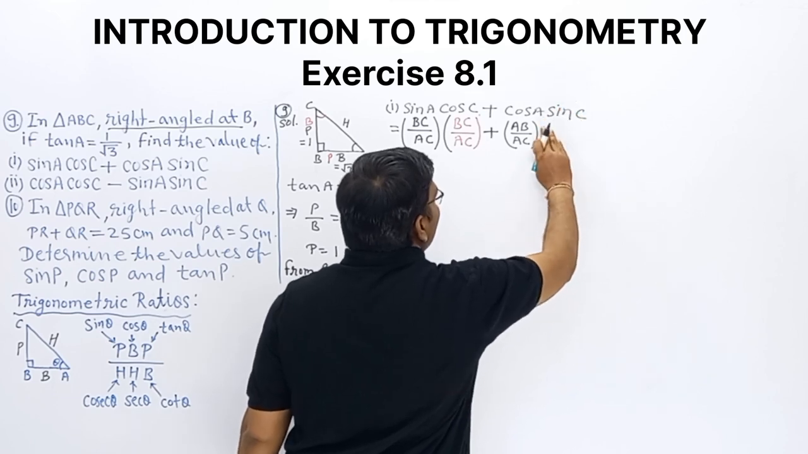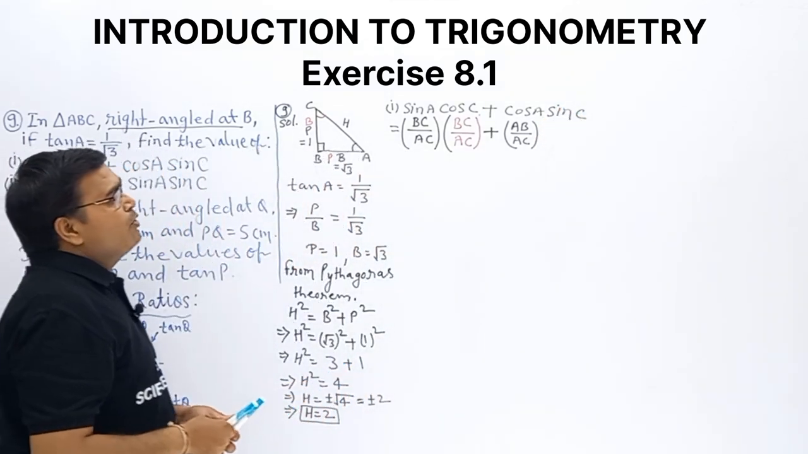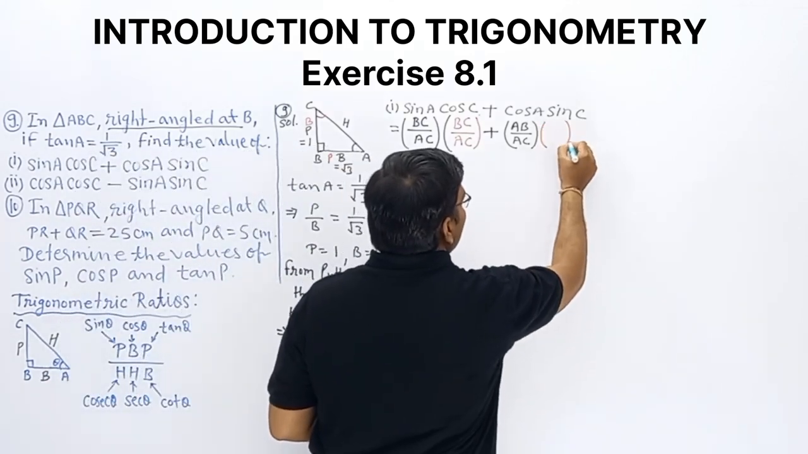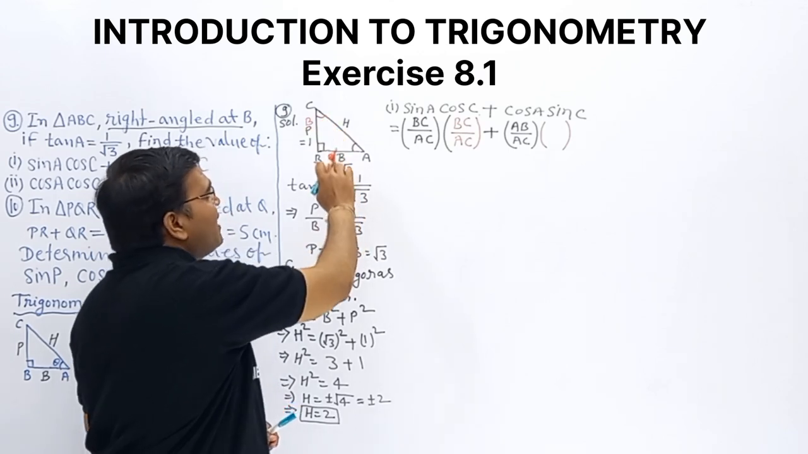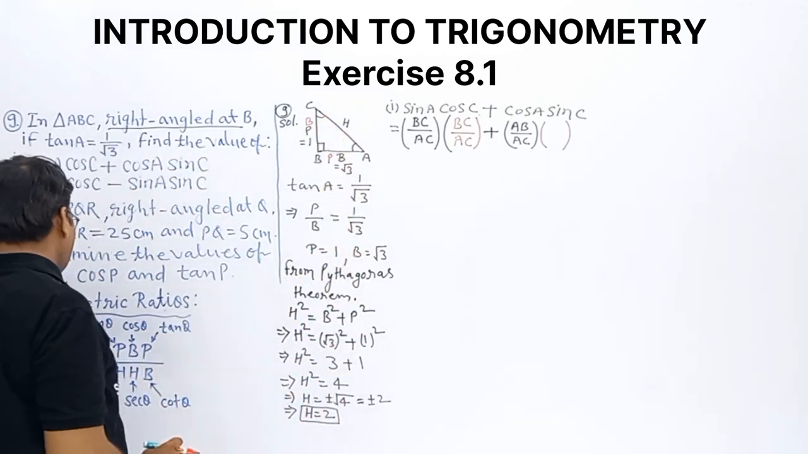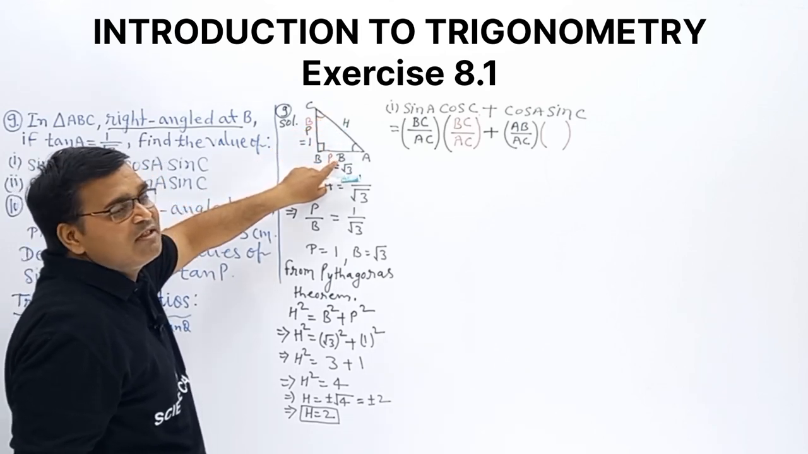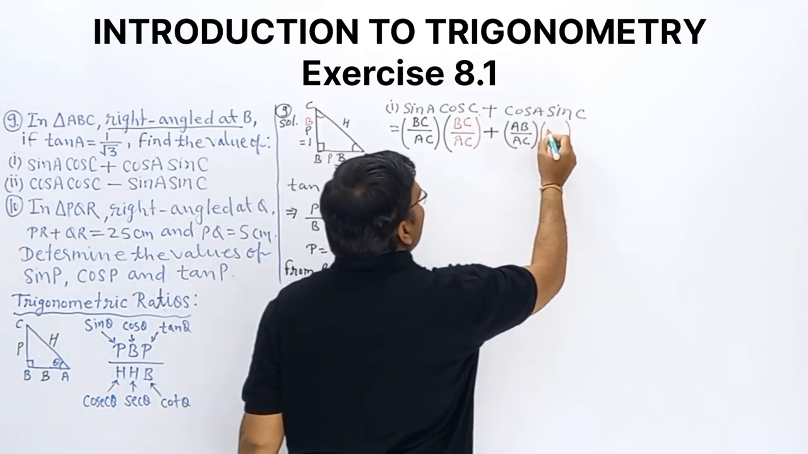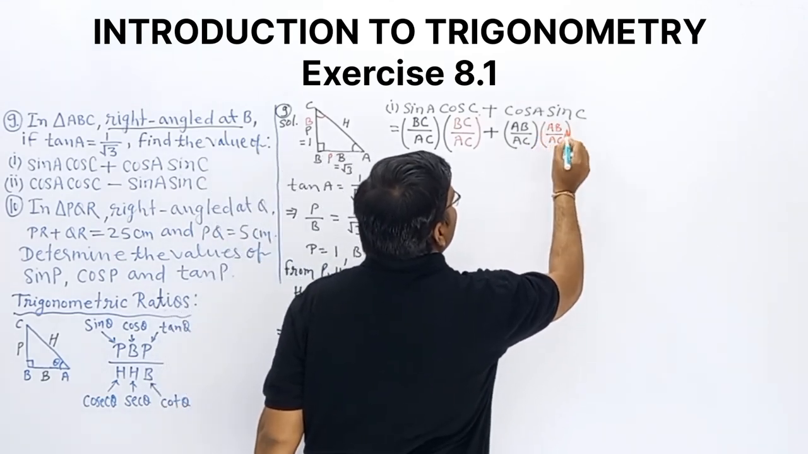Next one is what? I am using red for the acute angle C. Now consider acute angle C. What will be sin C? Sin theta is perpendicular upon hypotenuse. For this one, what is the perpendicular? This one is the perpendicular. Its opposite side is this one. So we can say AB upon hypotenuse, which is the same AC.